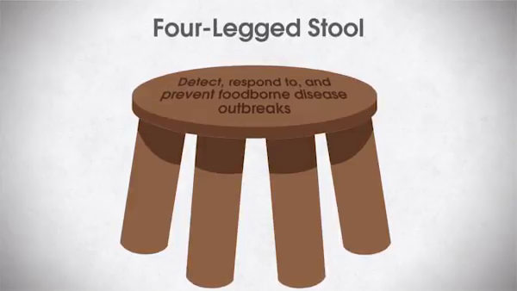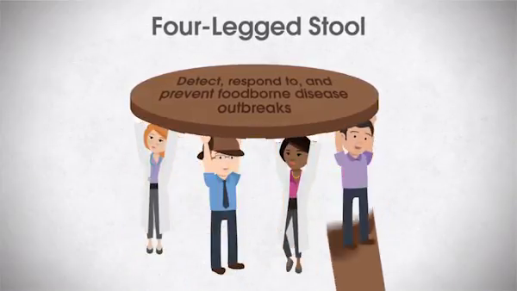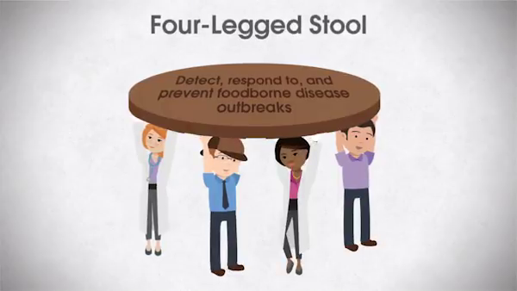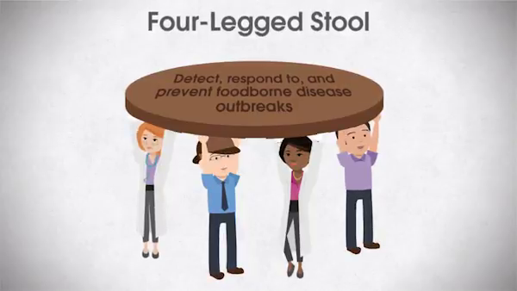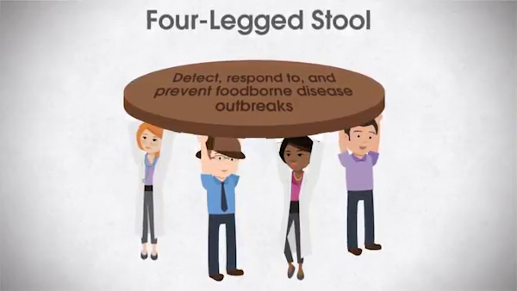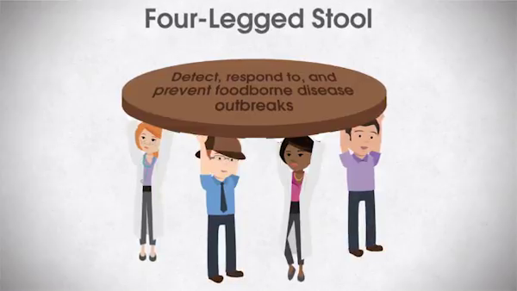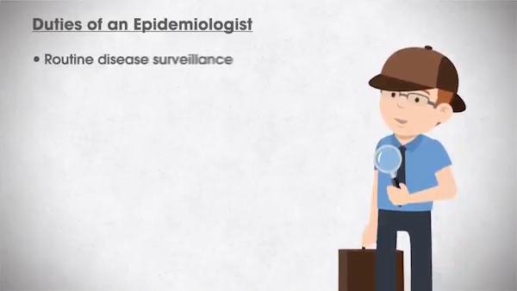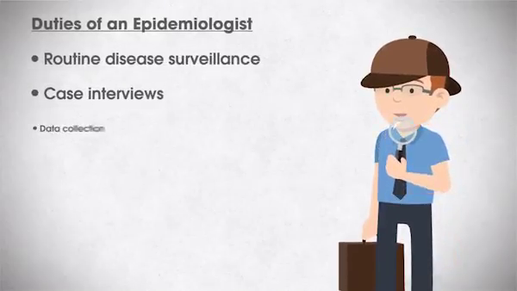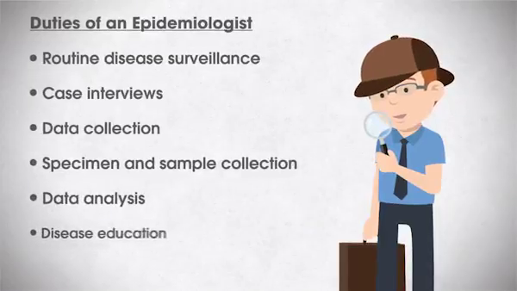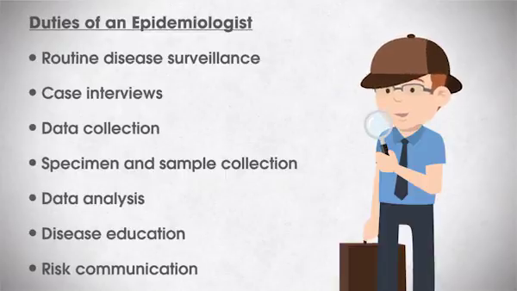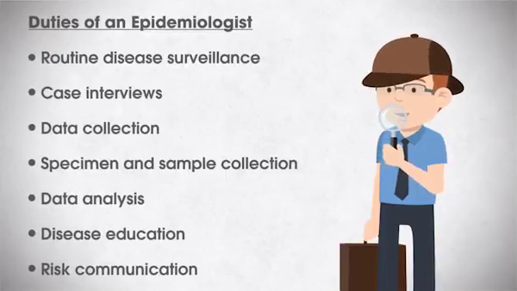The four-legged stool consists of epidemiologists, environmental health specialists, public health laboratorians, and other ancillary staff, such as public health clinicians and communications staff. These groups work together to detect, respond to, and prevent foodborne disease outbreaks. The duties of an epidemiologist include routine disease surveillance, case interviews, data collection, specimen and sample collection, data analysis, disease education, and risk communication. In order to identify new cases of disease, epidemiologists conduct disease surveillance.